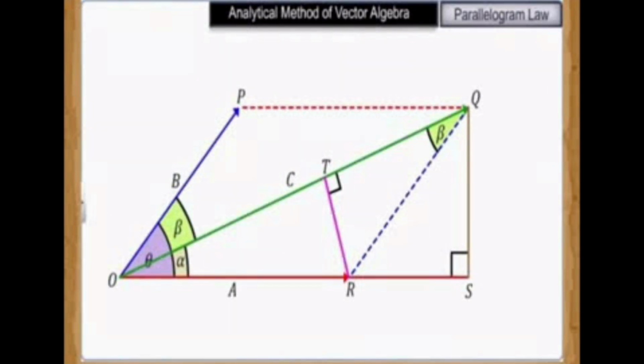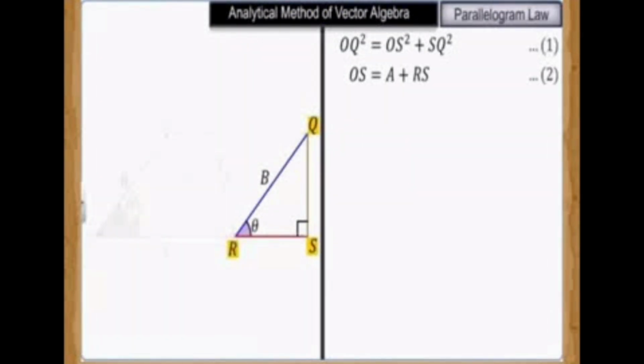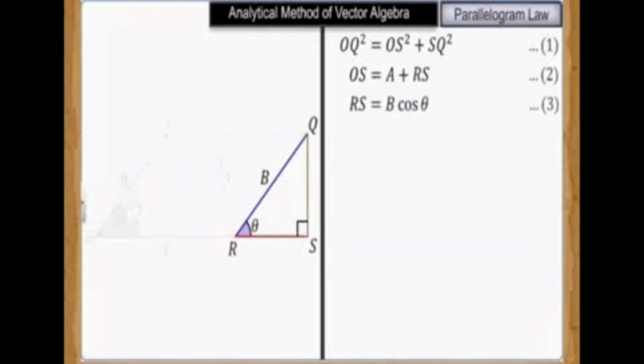Now take another triangle, QRS, to get the value of RS. In this triangle, cos theta equals adjacent side by hypotenuse, that is RS by RQ. So RS by B, that is the B vector. By cross multiplying, RS is equal to B cos theta. So instead of RS, we can write B cos theta. You can take that as equation number 3.